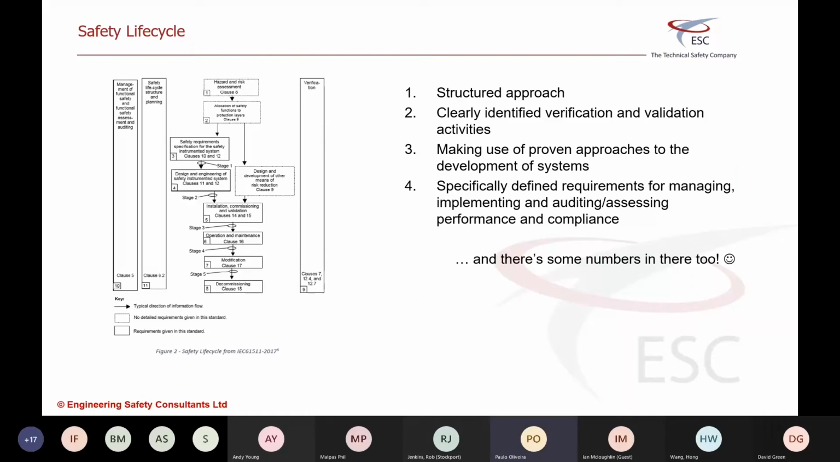And it also specifically tells you what you need to do to manage that process, to ensure that you are looking for the right things, doing the right activities, and implementing the right practices to weed out those things that might go wrong. And yes, there are some numbers in there too. There's your PFD calculations, but by and large, the majority of the standard is not about the PFD.